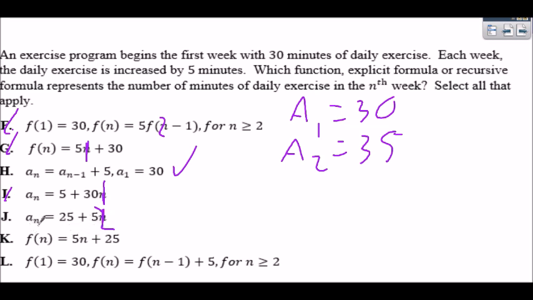And this says terms of N. This says functions of N, which is the same thing. Start with 30 minutes. Then every week, do what you did last week plus 5 minutes.